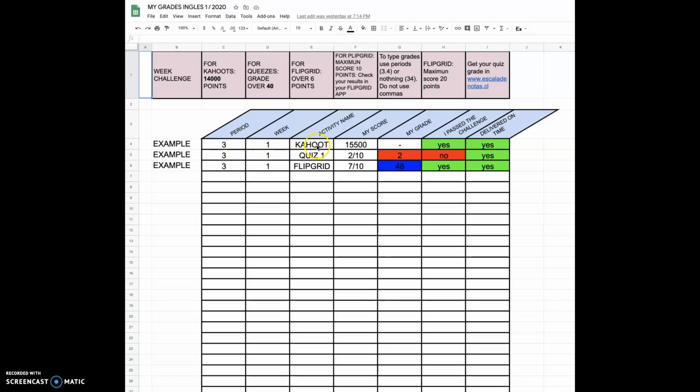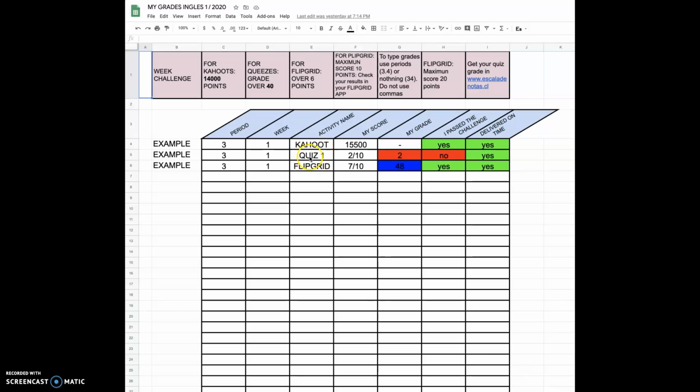We have a Kahoot. The Kahoots normally have a name: Kahoot FCE, Kahoot verbs, Kahoot something. Then you have the score. Here there is no grade for Kahoots, but you passed the challenge because the minimum is 14,000 and it was delivered on time. Remember that we have Kahoot challenges and Kahoots live.